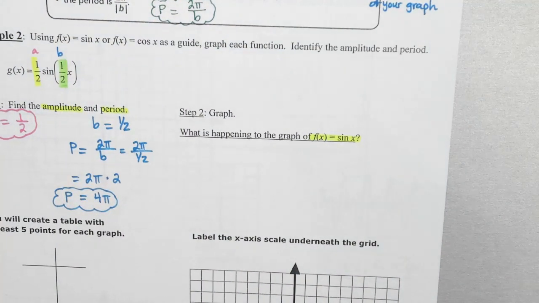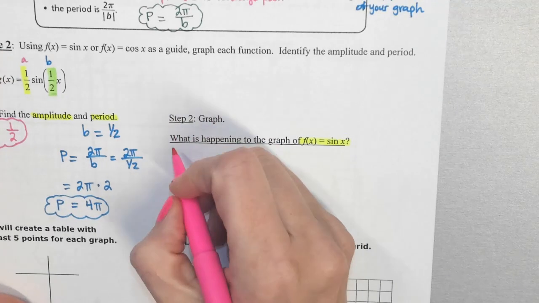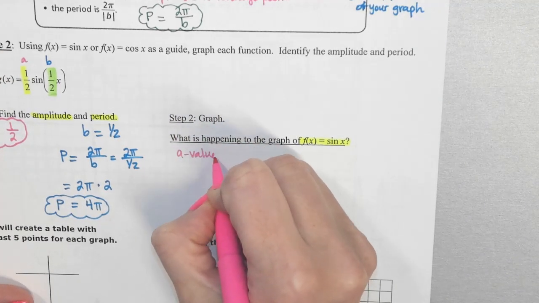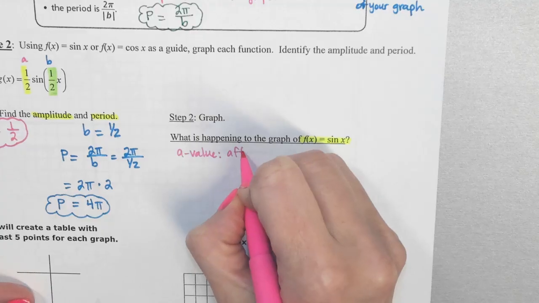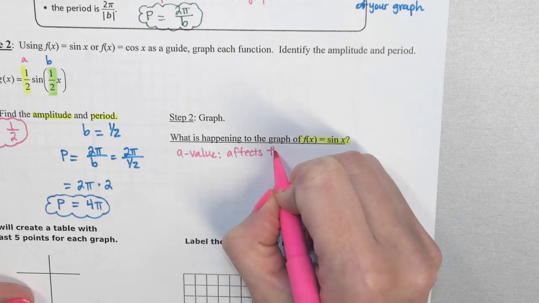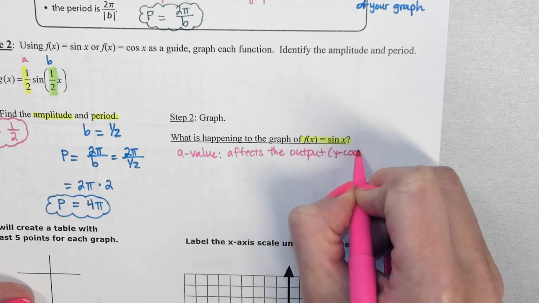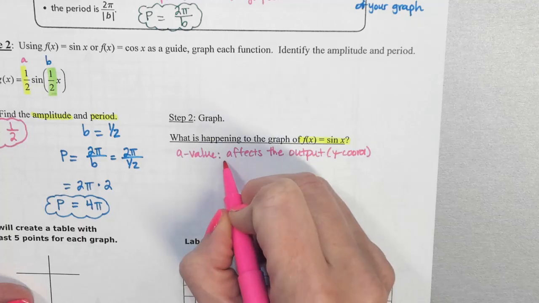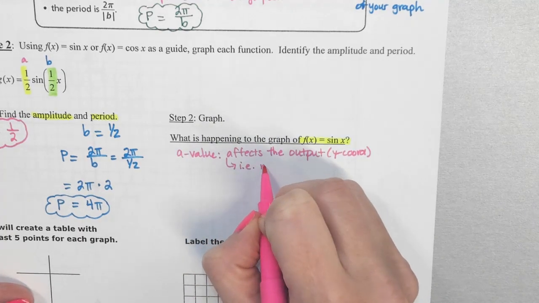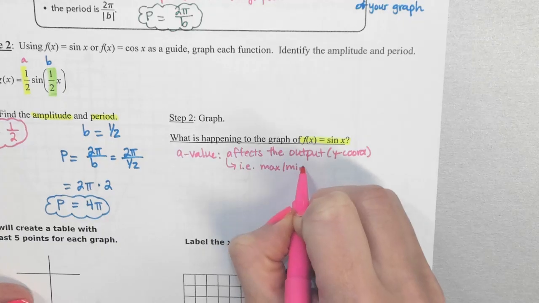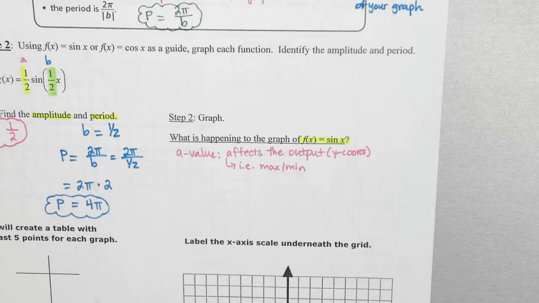So your A value affects the output, which is your y coordinate. Okay, so that's going to affect the max and the minimums. Remember we talked about the max and the min are the y coordinates. Okay, and our A value is 1/2.